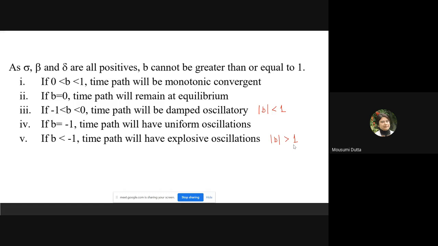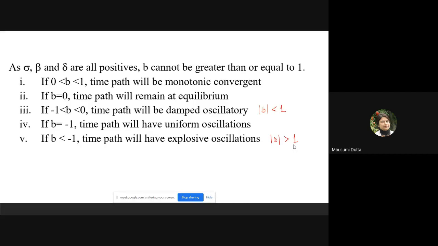So if you look at the cases, what we are finding is that the monotonic divergent time path is not possible. The possibilities are, it can be monotonic convergent, it can stay at equilibrium. For oscillatory, all three possibilities are there. You can have explosive oscillations, damped oscillations, or uniform oscillations. Once you understand all these 5 cases, I hope you will be able to draw the time path for prices.